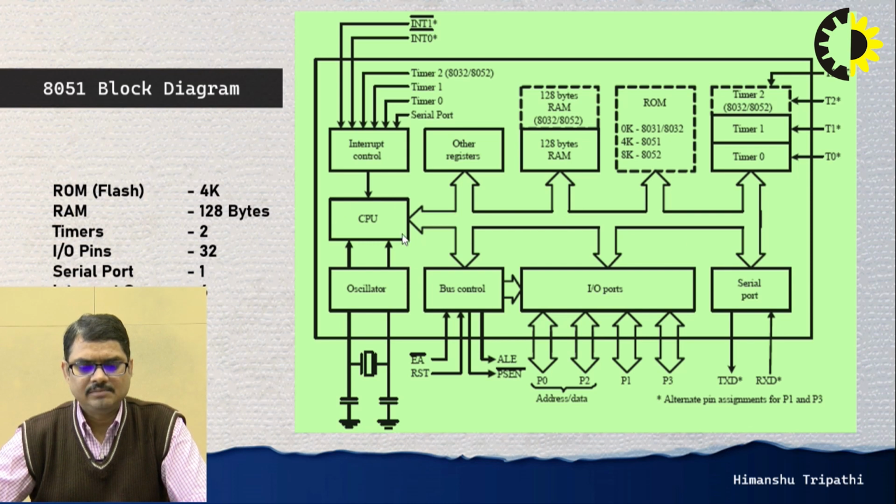In this block diagram, the heart of the microcontroller is the CPU, also known as the central processing unit. 8051 is an 8-bit microcontroller, that means it can process 8-bit data at a time. Like the ALU, the arithmetic and logic unit of the 8051 microcontroller, it can add, multiply, or perform logical operations on two 8-bit data at a time. That's the main reason we call this an 8-bit microcontroller.